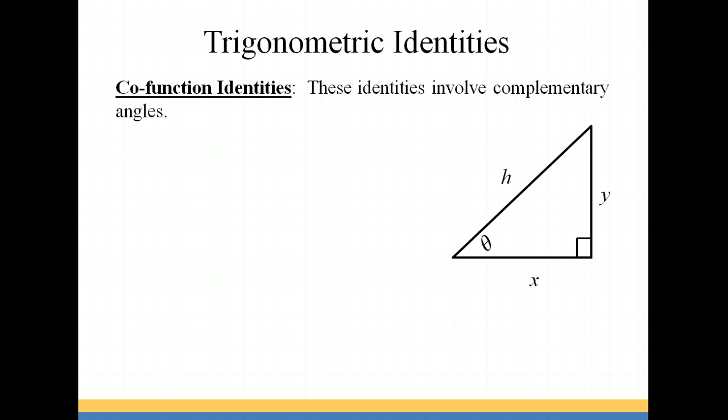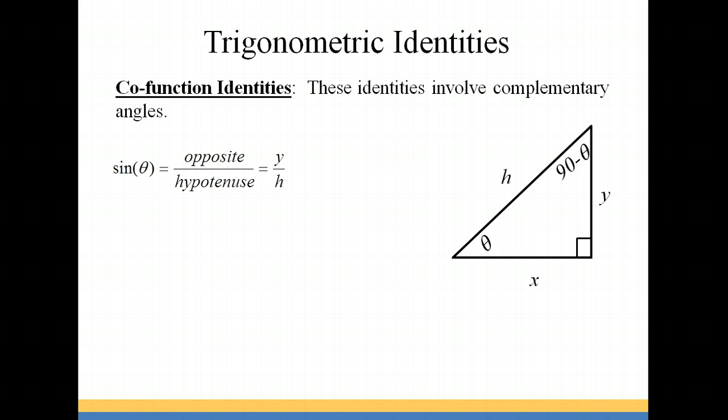Next, we're going to talk about cofunction identities. Again, we have our triangle where we have x and y as our legs and h is our hypotenuse, and angle theta. We also want to figure out what the other angle is. Since the three angles of the triangle must add up to 180, and one angle is already 90, the other two must share the remaining 90 degrees. So the third angle is 90 minus theta.